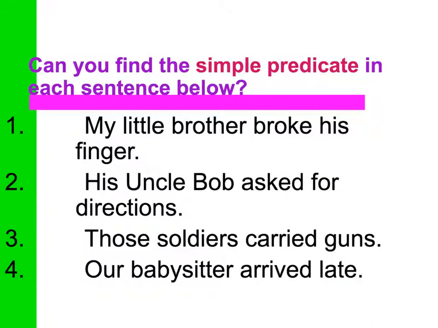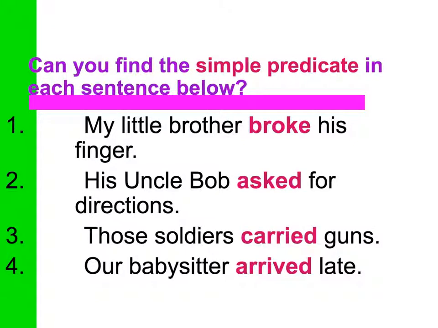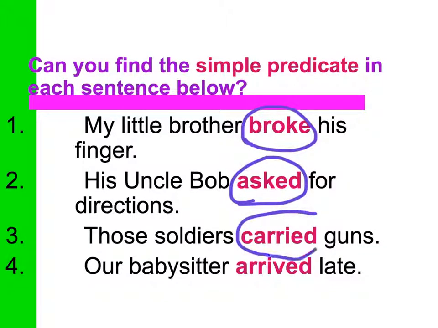Can you find the simple predicate in each sentence? Pause the video, take a second, and decide what the simple predicate is, and then come back and check your answers. So, the simple predicate in each one of our sentences: broke, asked, carried, arrived. Everything else is taken out because these are just descriptors.